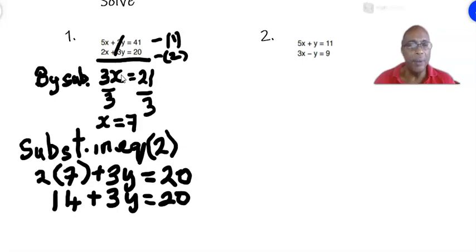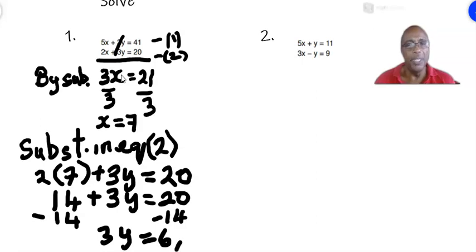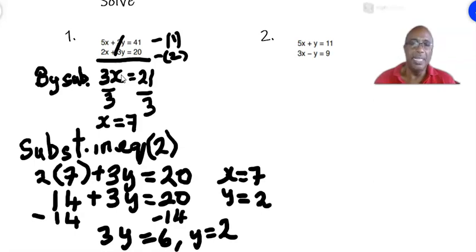We subtract 14 from both sides. And this becomes 3y equals 20 minus 14 is 6, which means that y is 6 over 3, which is 2. So the answers, we have x equals 7 and y equals 2. And that's our first problem.